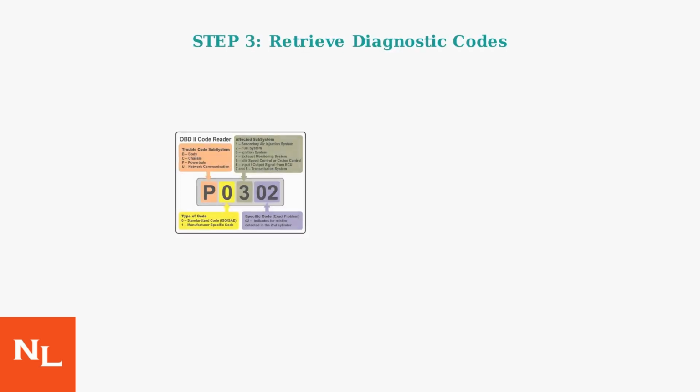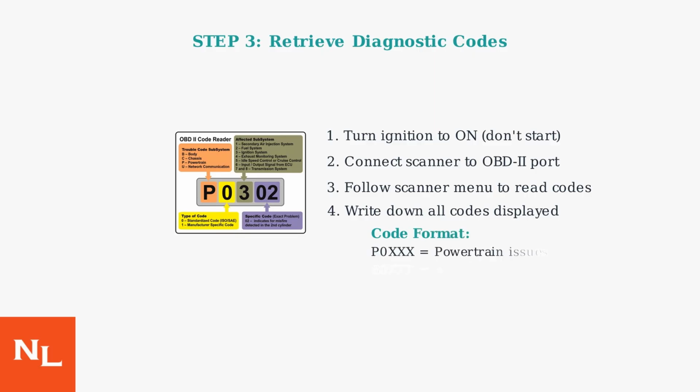First, locate the OBD2 port, which is typically found under the dashboard on the driver's side of the vehicle. Connect your OBD2 scanner to the port and turn your ignition to the on position without starting the engine. The scanner will retrieve diagnostic trouble codes that identify the specific problem.